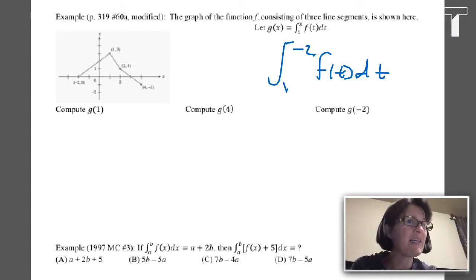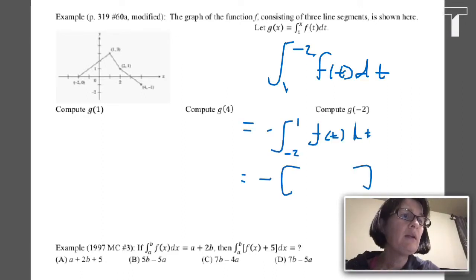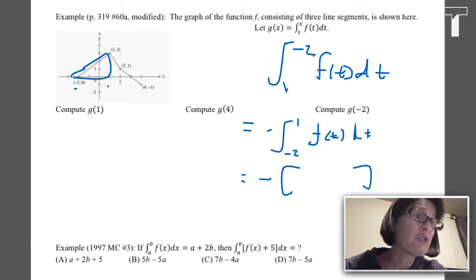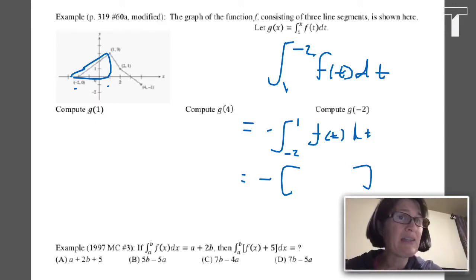but notice these integral limits are out of order. So I'm going to start by rewriting this using the opposite. I'm going to have to switch the limits, which means I'm going to have to stick a negative sign in front of my integral. And now the integral from negative 2 to 1 of f of t dt is the area of that triangle. That's from negative 2 to 1. That triangle is above the x-axis, so I'm going to consider it positive.